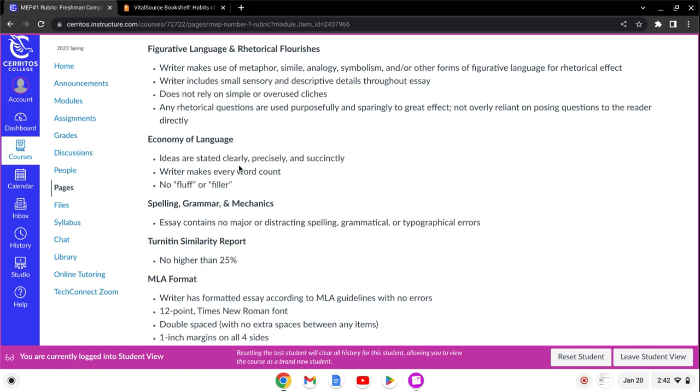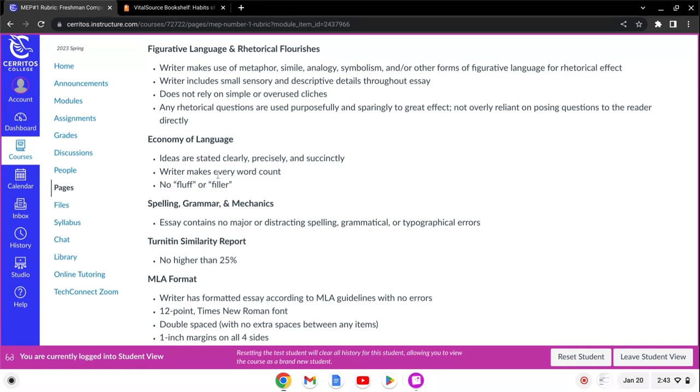So clearly just means that we're expressing an idea with clarity, so our readers can understand the idea. Precisely means that we are being deliberate with our word choice. We're using a specific word for a specific purpose. And then succinctly means that we're not using too many words to express an idea. If something is expressed succinctly, it means it's nice and to the point. There's not a lot of words or a lot of fluff in there. It's nice and direct, nice and to the point.